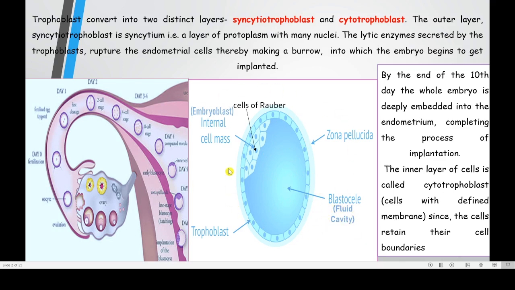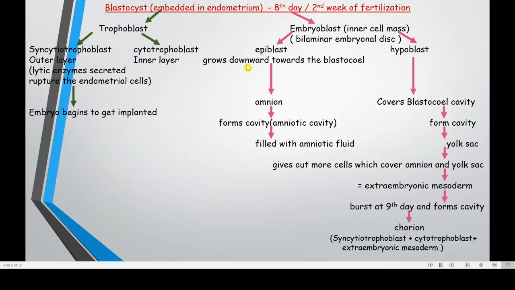So this is the structure of the blastocyst. Now this will develop further, it will undergo certain divisions, and then we'll get the gastrula. So that we have to see. Okay, now the blastocyst is embedded in the endometrium of the uterus, and on the 8th day, or you can say in the second week of fertilization, certain changes occur in the blastocyst. Now what are these changes that we have to see?